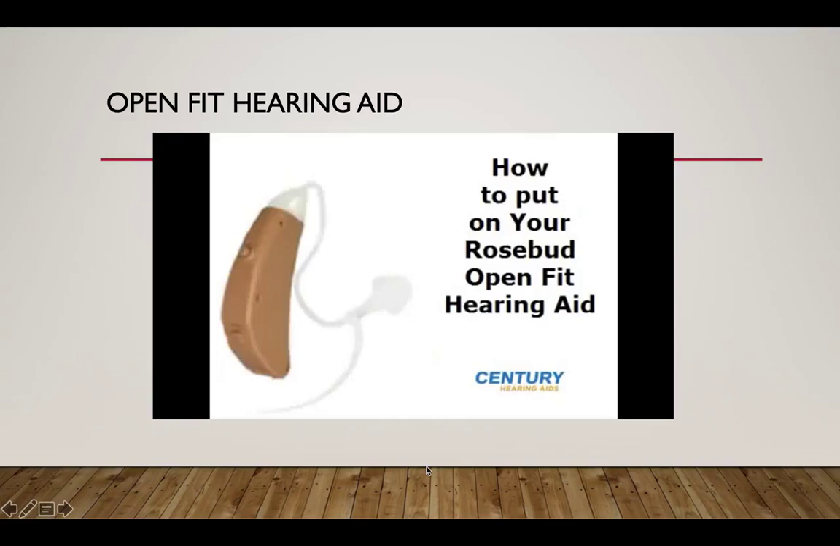Another type of hearing aid is the open-fitting hearing aid. Open-fitting hearing aid is compatible for patients with normal low frequency and high frequency loss.